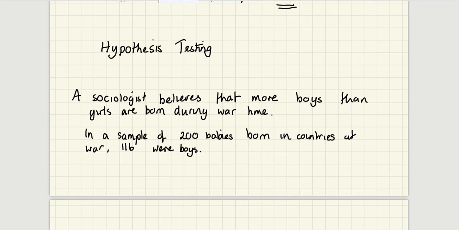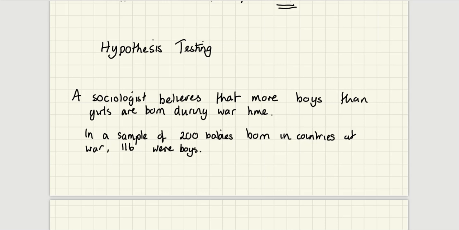More boys than girls, if 116 out of 200. Well, from the data, yeah, it's true. So it's only just over half, but it is slightly over half. So when we're doing the hypothesis test, just to remind you, what we're asking ourselves is, is this number significantly above half enough to accept what she says is true?